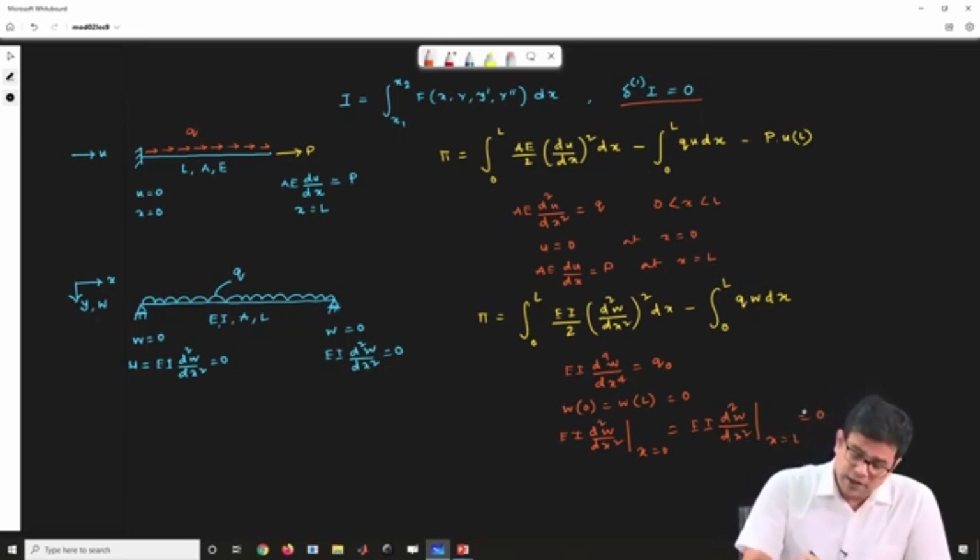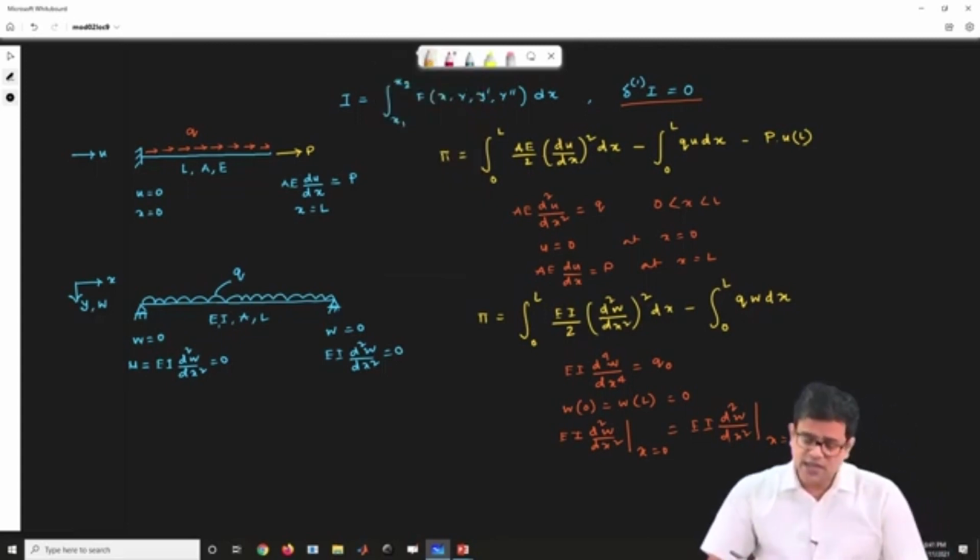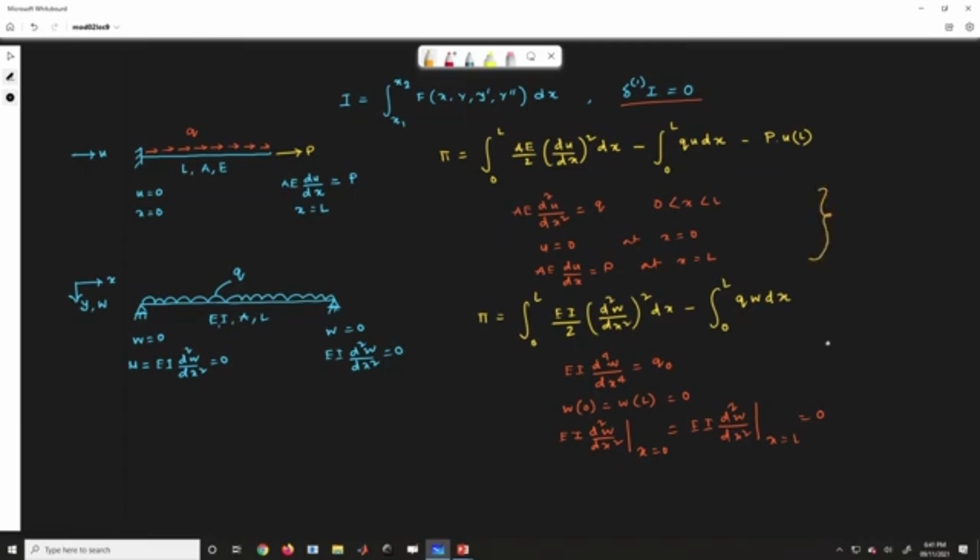Now if you look carefully, what we have done here is that this is the potential energy of the problem, and this is the differential equation, an ODE because this is a one-dimensional variable. Similarly for the bar, this is the potential energy and this is the differential equation. This we derived from here to here by minimizing the potential energy, or making the first variation 0. So this is what we have learned.